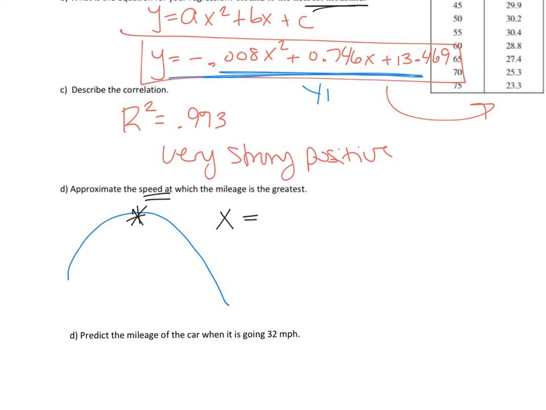The calculator will ask you left bound. So move that blinky dot to the left of your maximum, press enter. Then it's going to say right bound. Move your blinky dot to the right of your maximum, press enter. It doesn't have to be anywhere specific. And then it'll say guess on the bottom, press enter one more time, and you'll see that the x value at which your mileage is the greatest is happening at 46.625 miles per hour.